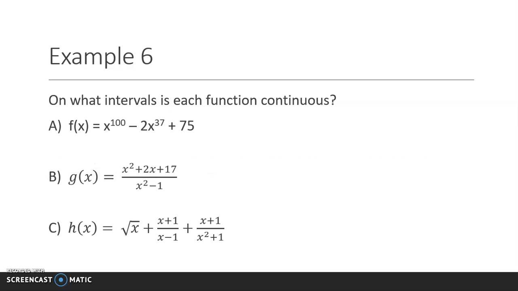In example 6, they want to know the intervals that will make each function continuous. Okay, so we can limit the interval so that the function will be continuous. So take a look at each of these 3 functions and see if you can find out where they're continuous. Now, I'd just like to point out in part C, this is a sum of 3 different functions. So look at each part separately. Find the domain of each part, then put it all together into one big domain. Okay, so continuity and domain are definitely linked.